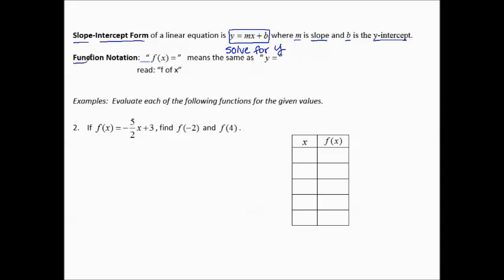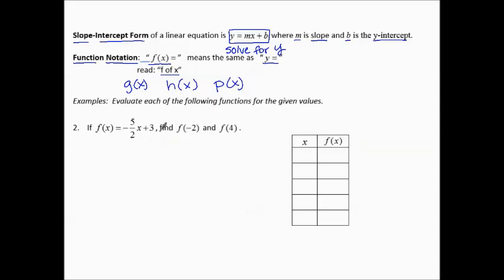We also use what's called function notation when working with equations in this form. We write this as f of x. It's read "f of x." It means the same as y equals, but we use it when we're substituting in values. And it does not always have to be f. Sometimes you can see g of x, h of x, p of x, it can really be any letter of x. And we just use this when we want to substitute in values.